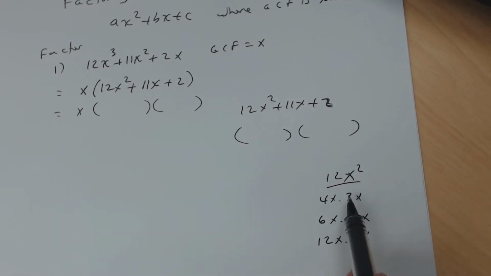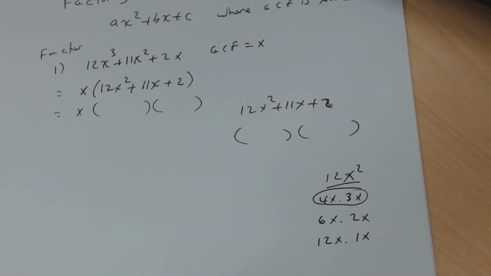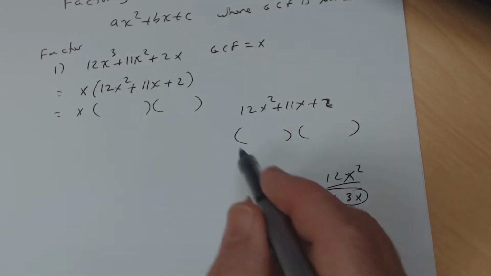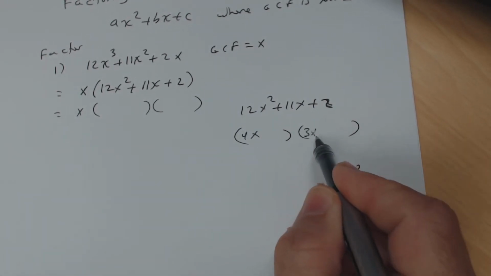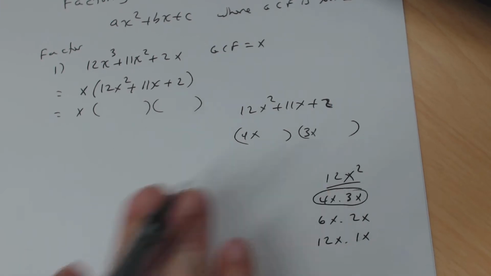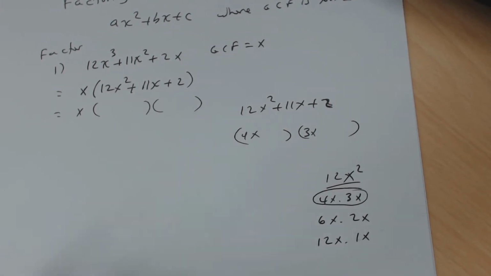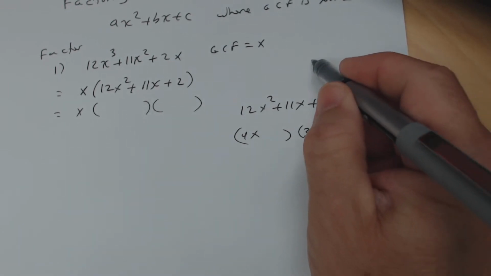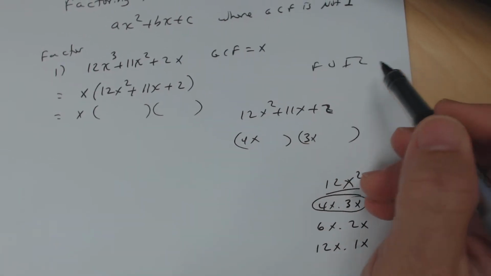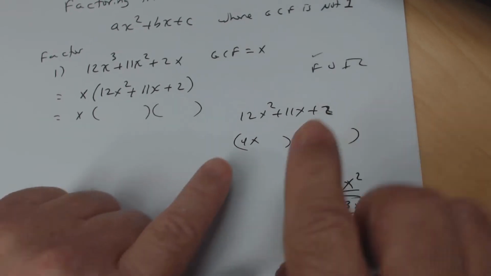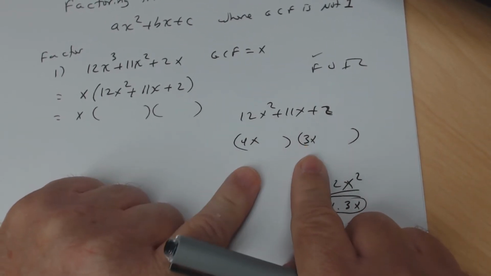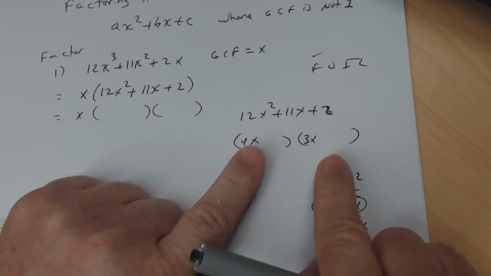All right, so let's try the 4x and the 3x and see if that's going to help us. 4 and 3 are close together on the number line, then 6 and 2 are, then 12 and 1 are. So we're going to put 4x here and 3x here, and again, it does not matter where you put the 4x or where you put the 3x. Using the idea of FOIL, that takes care of the F. So 4x times 3x is 12x squared. So far I'm good.